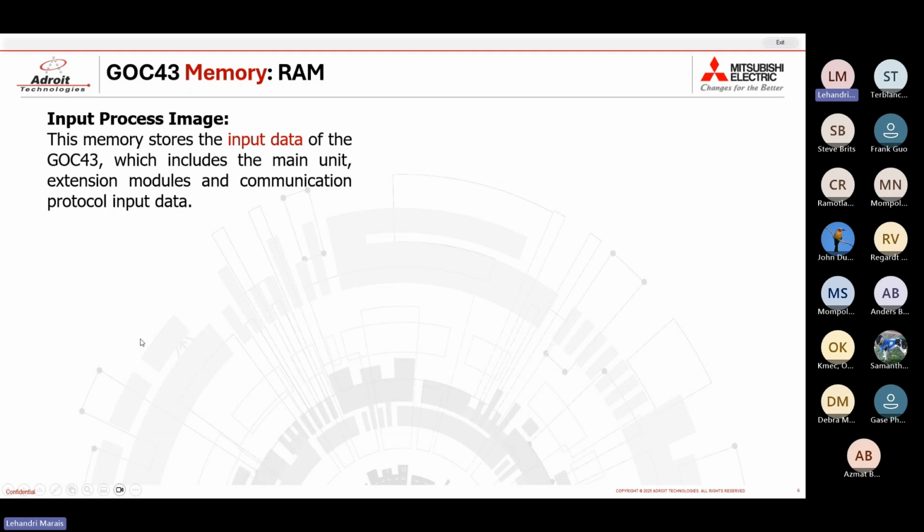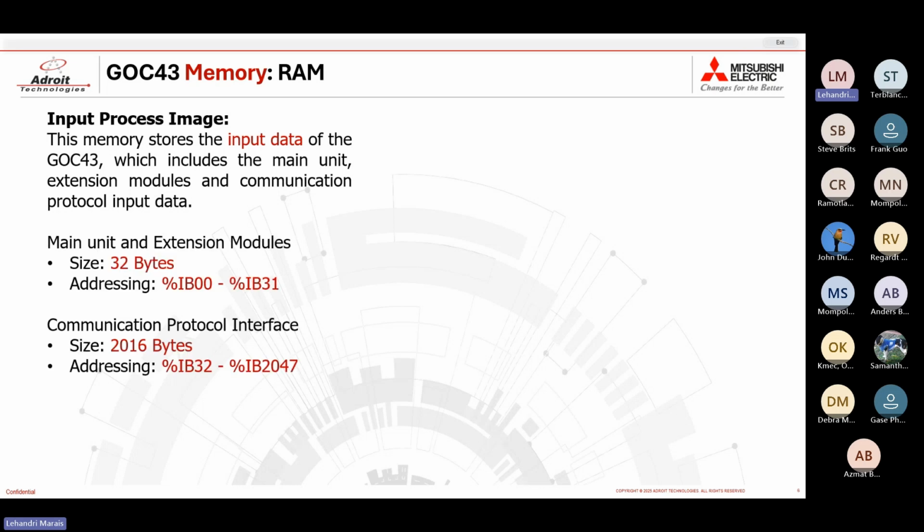The input process image, as mentioned previously, stores the input data of the GOC, which includes your main unit, extension modules, and your communication protocol input data. The main unit and extension modules have a size of 32 bytes, with the addressing being input byte 0 to input byte 31. Just as a note, we will be going through the addressing and the formatting thereof a bit later. So if this doesn't quite make sense for now, it will be explained later on.